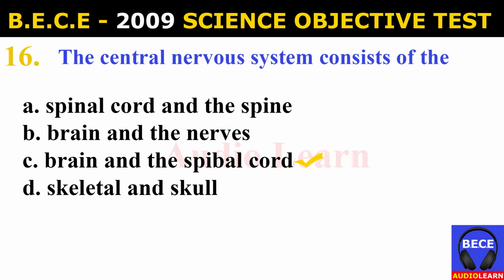Number 16. The central nervous system consists of the A, spinal cord and the spine. B, brain and the nerves. C, brain and the spinal cord. D, skeletal system and skull. And the answer is C, brain and the spinal cord. The central nervous system consists of the brain and the spinal cord.